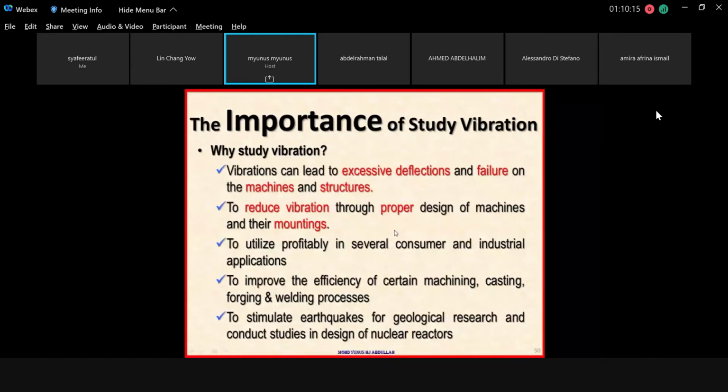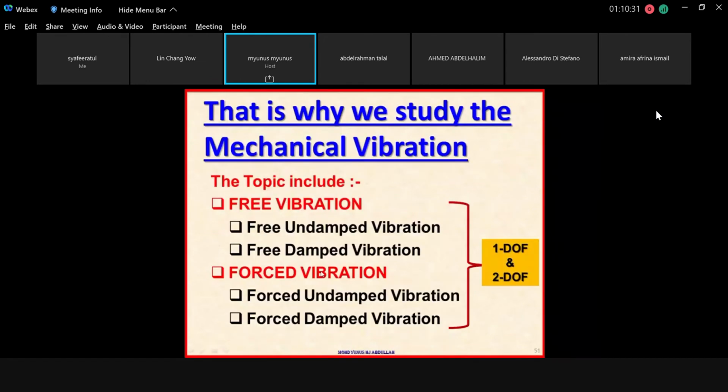This one you can read on your own. I'm going to pick up only the one here. Vibration can lead to excessive diffraction failures, and to reduce vibration, we need proper design and machine mounting. The rest is not in your syllabus. Only these two, first and second. Okay, that is all about the overview of why we study vibration.